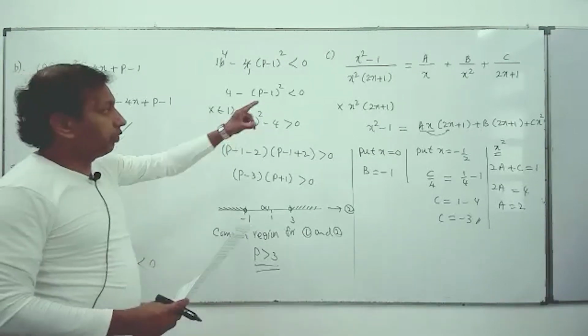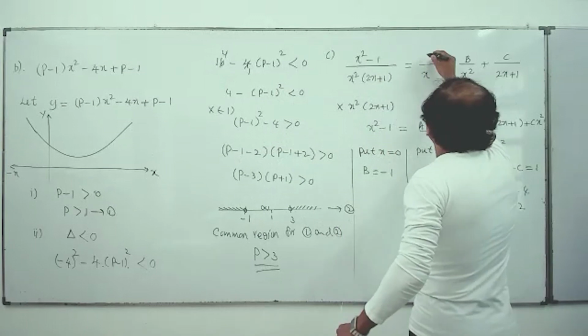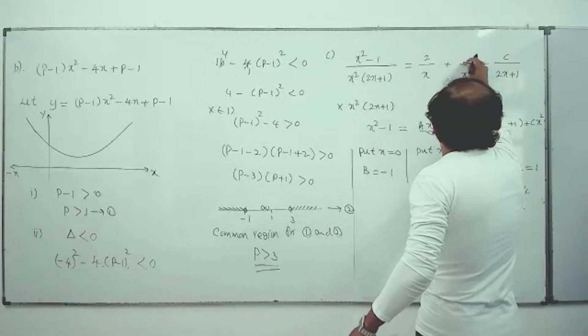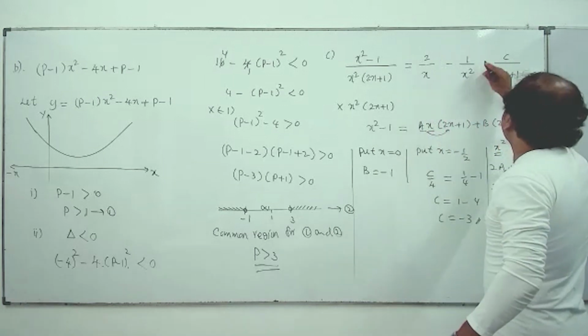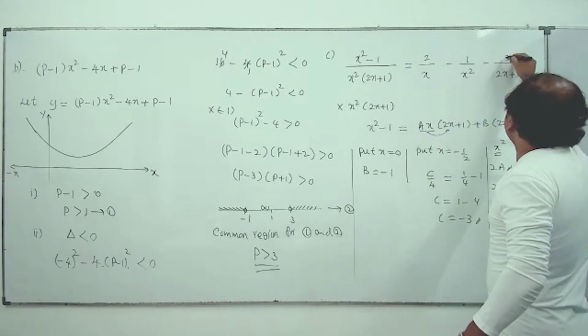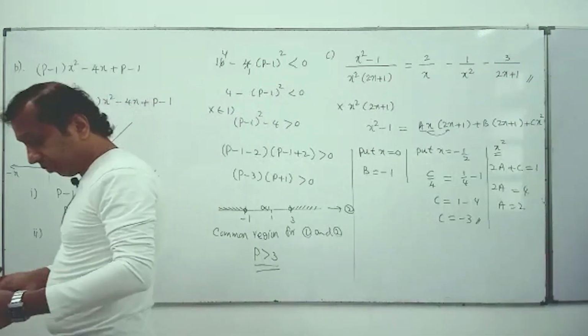Now you can put the a, b, c figures there. Substitute this, write this again. Substitute a, b, c. A is 2. B is minus 1. C is minus 2. This way we can take the partial fraction. Right.